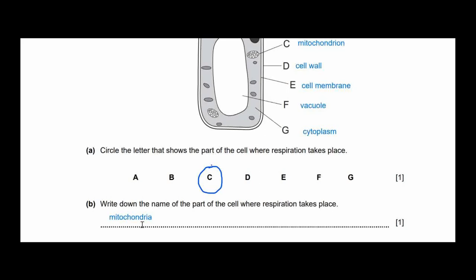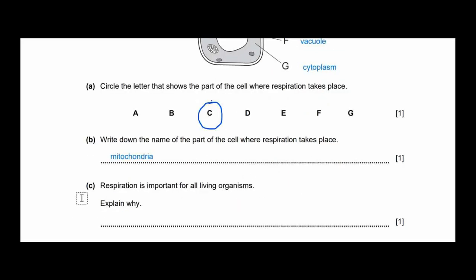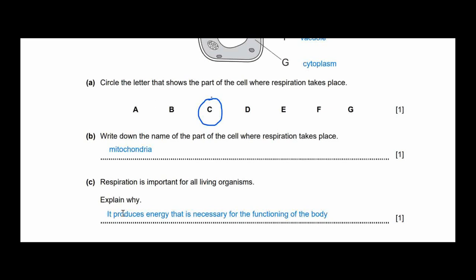That's the answer. Next, we move on to number C. Respiration is important for all living organisms. Explain why. 10 seconds. Alright, let's open up the answer. Well, it produces energy that is necessary for the functioning of the body.